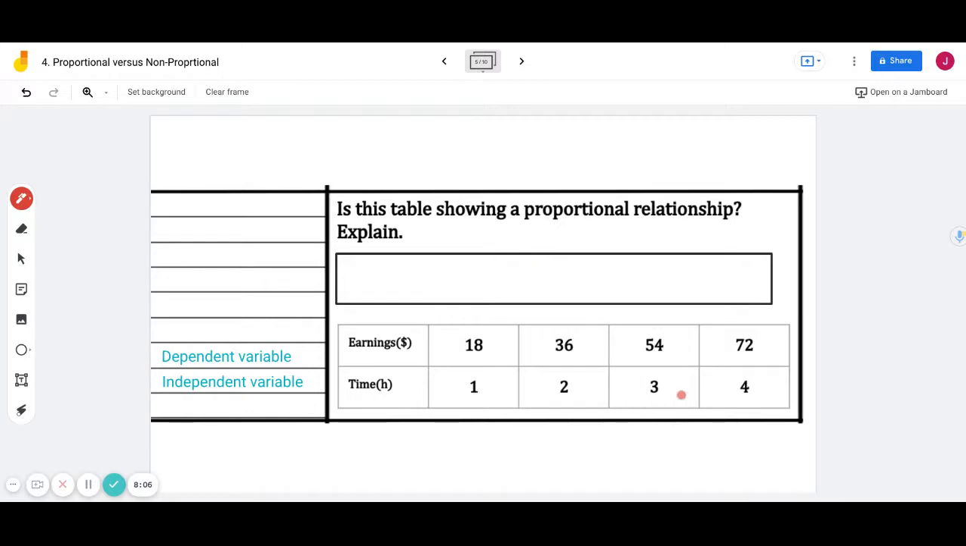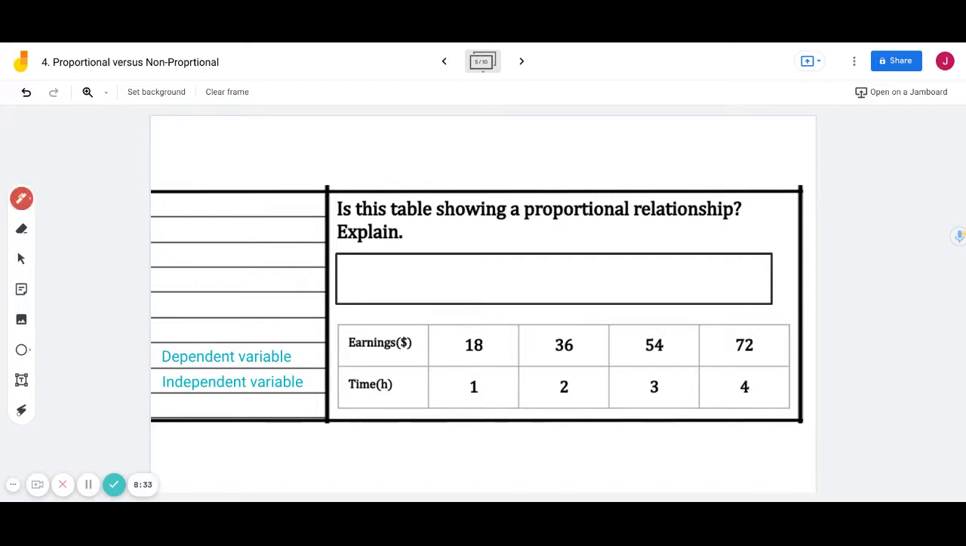Is this table below showing a proportional relationship? Okay, so we've got earnings and time. This time we're doing earnings and time. Earnings is dependent on how much time you spend doing whatever. So the more time you spend, the more money you're going to earn. Dependent variable earnings, independent variable time. All right, so we've got 18.1, 36.2, 54.3, 72.4.